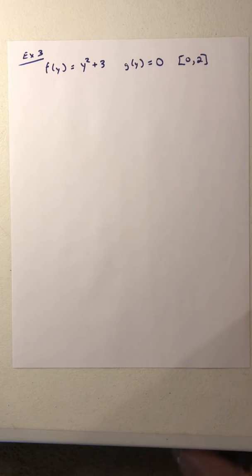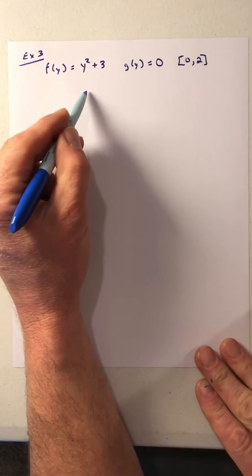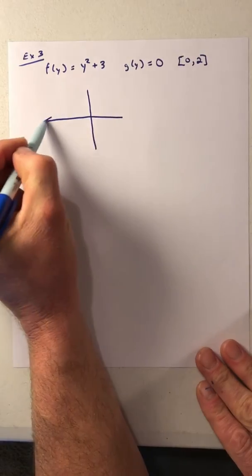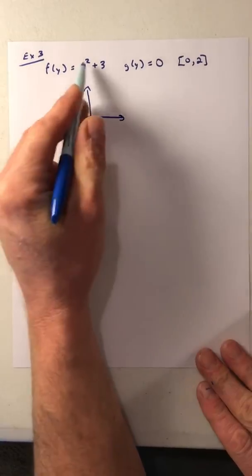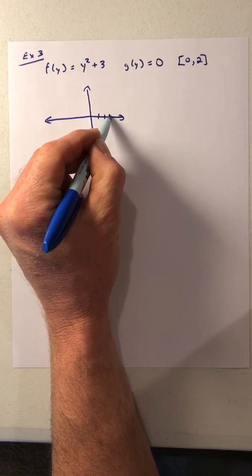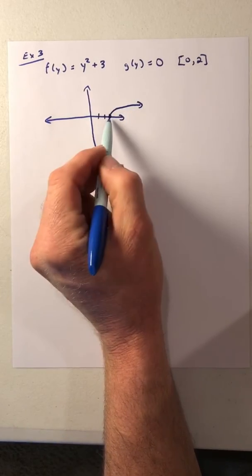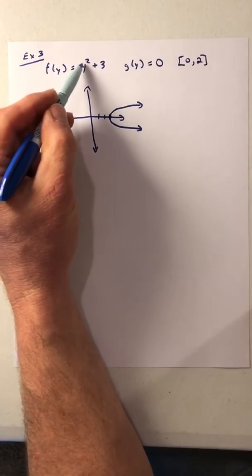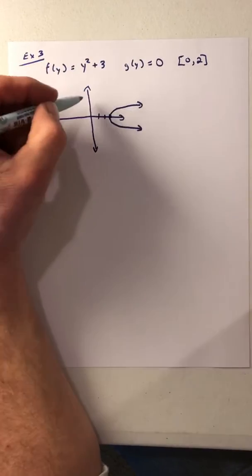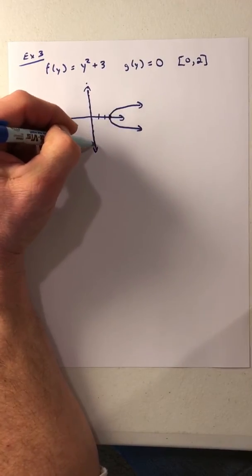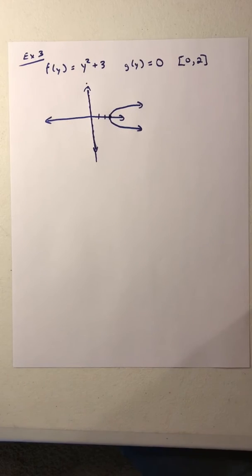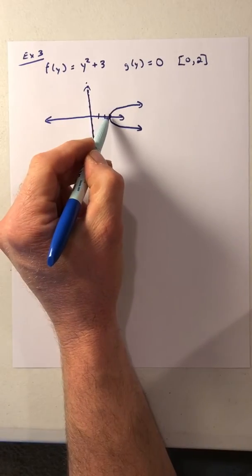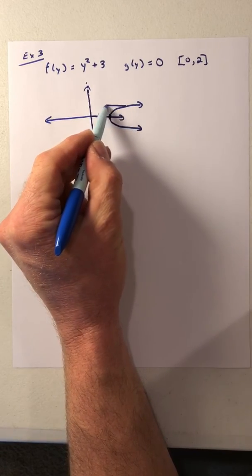In here, we have x equals y squared plus 3, y equals 0, and we're going from 0 to 2. So again, what does that look like? Well, in this case, y squared plus 3, our x-intercept is 3, and this parabola is going to open to the right. I know that because I have a positive y squared. Here, g of y equals 0, so I'm going to go down through the x equals 0 axis, and I'm going from 0 to 2. So now here's my 0, and here's 2.